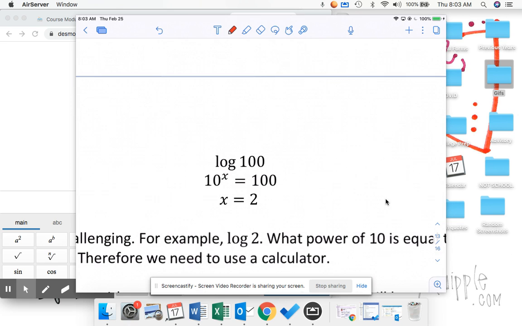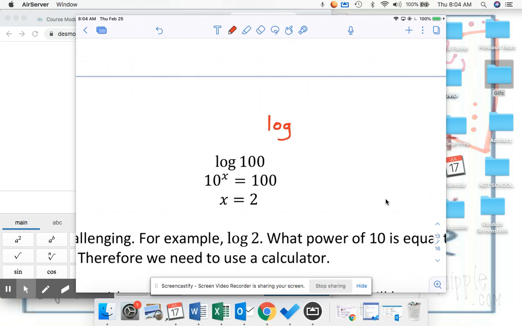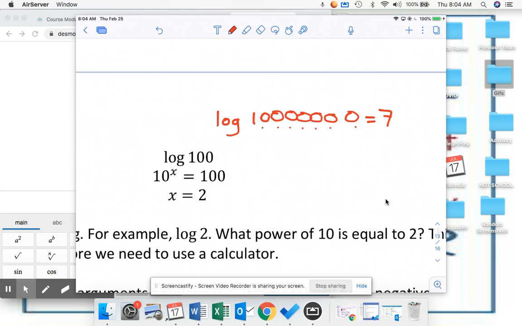Why on earth would it need to be in the calculator? This is actually a pretty easy function, right? Log of 100 is the second power. Log of 10 million: if there's 7 zeros, the answer to that is the 7th power, right? And so it's a very easy function to calculate. So why on earth would we need it to be in the calculator?